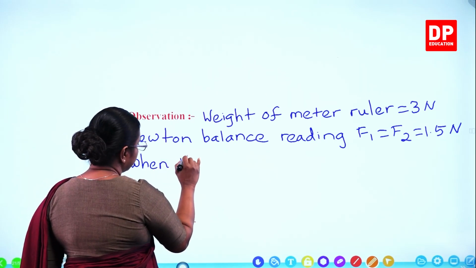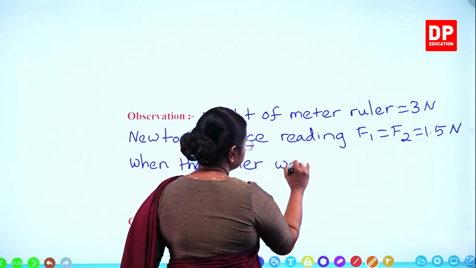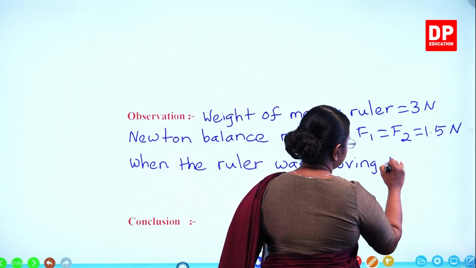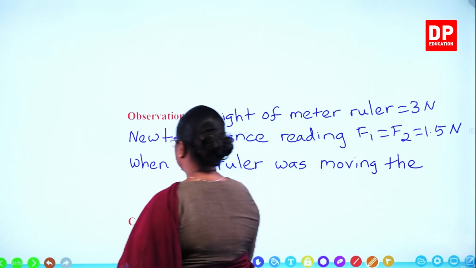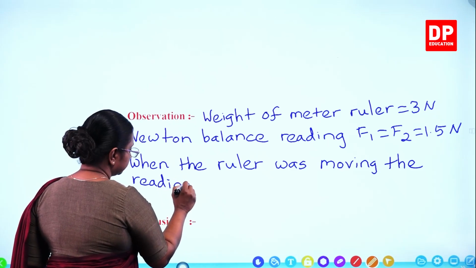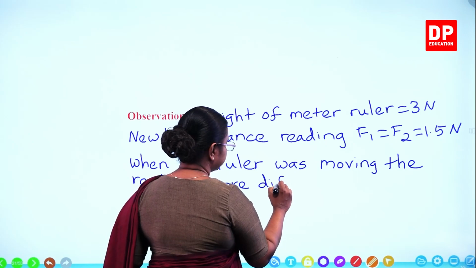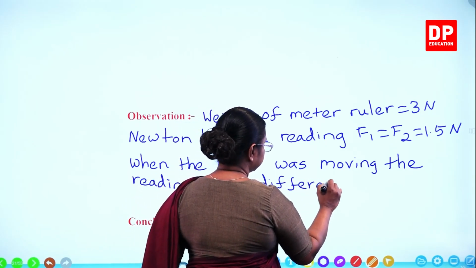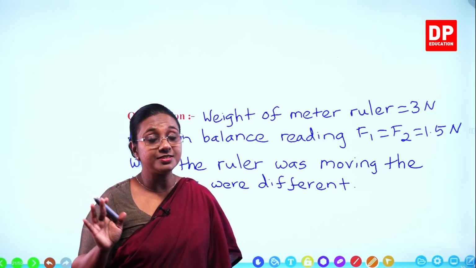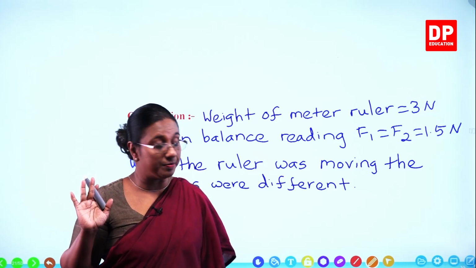when the ruler was moving, the readings were different. So only when the meter ruler was at rest, you got the equal reading and there was equilibrium.